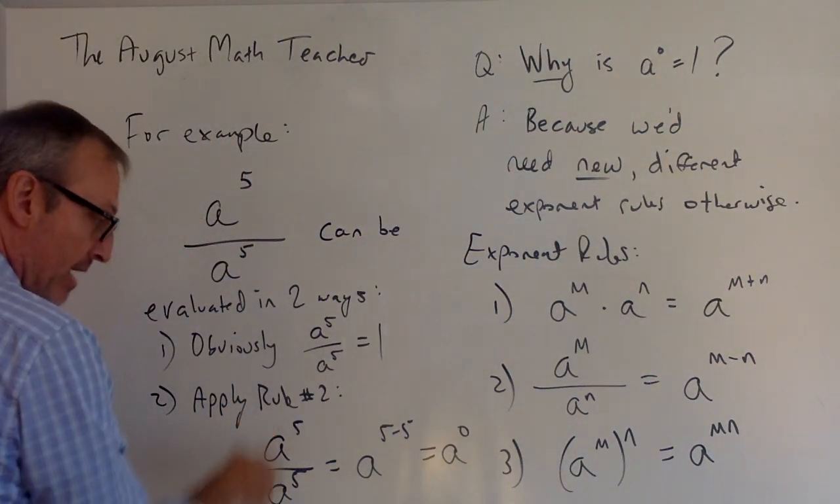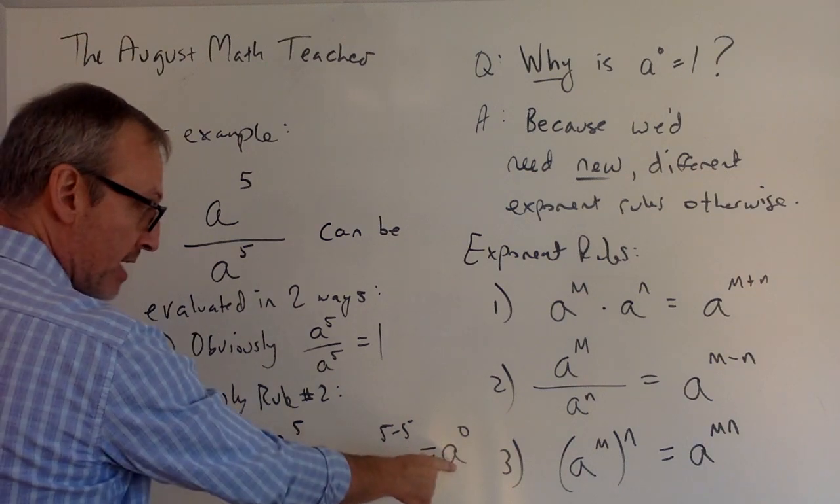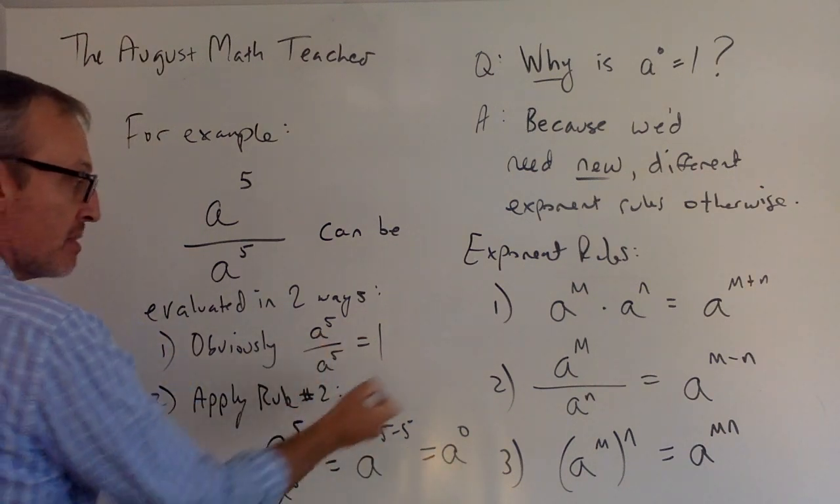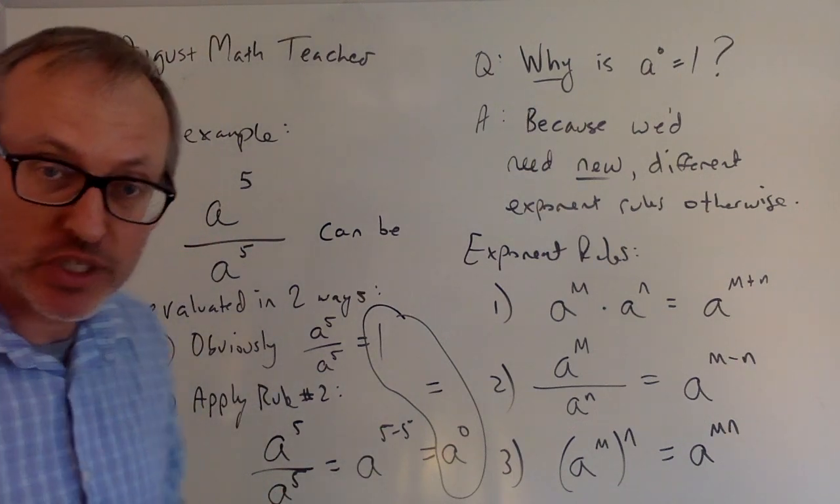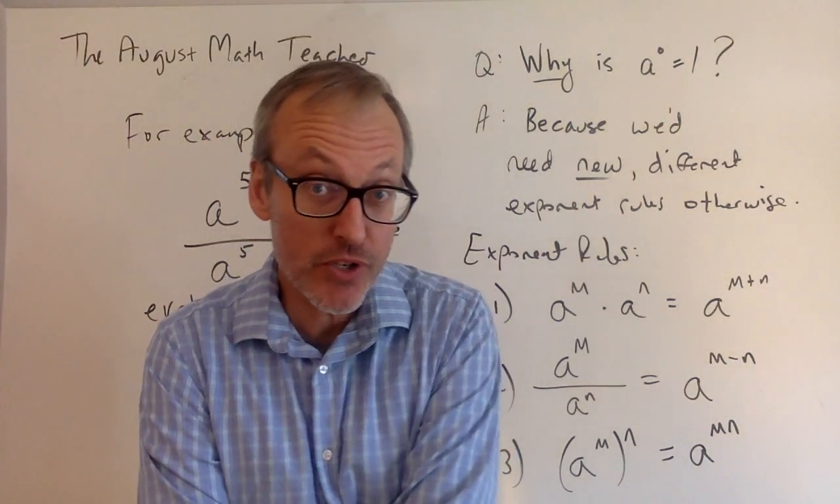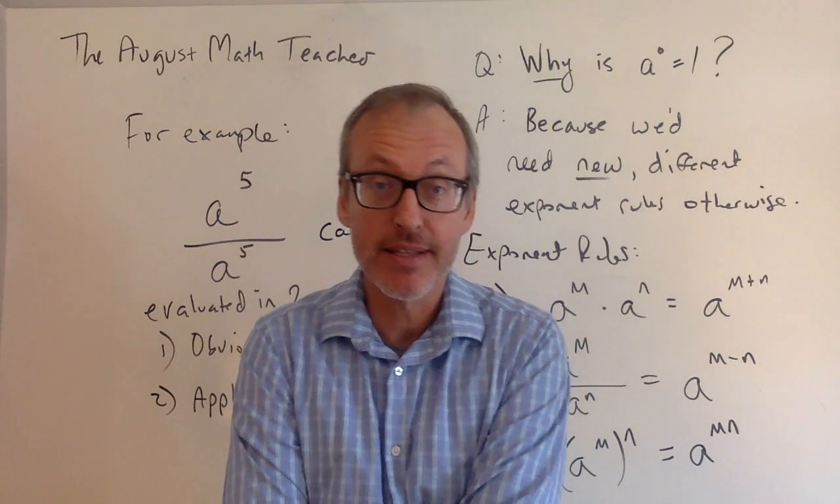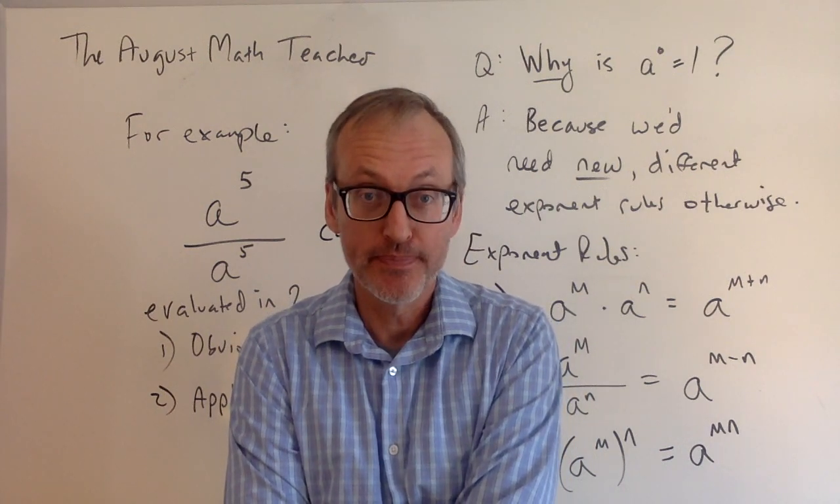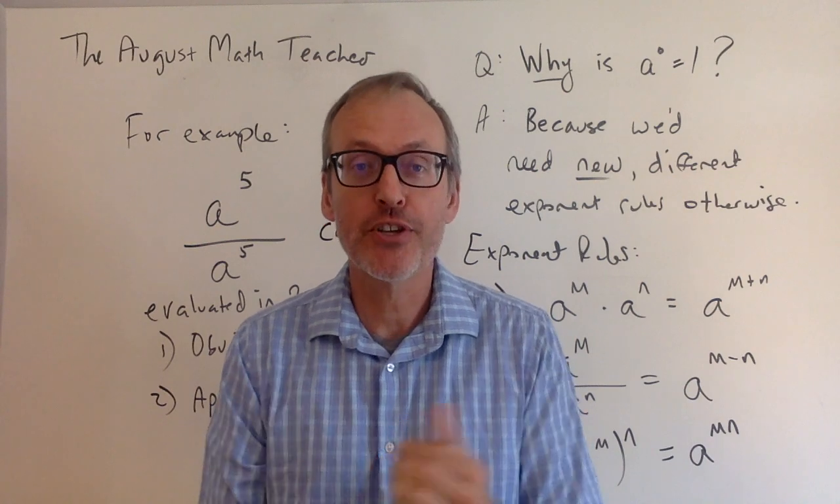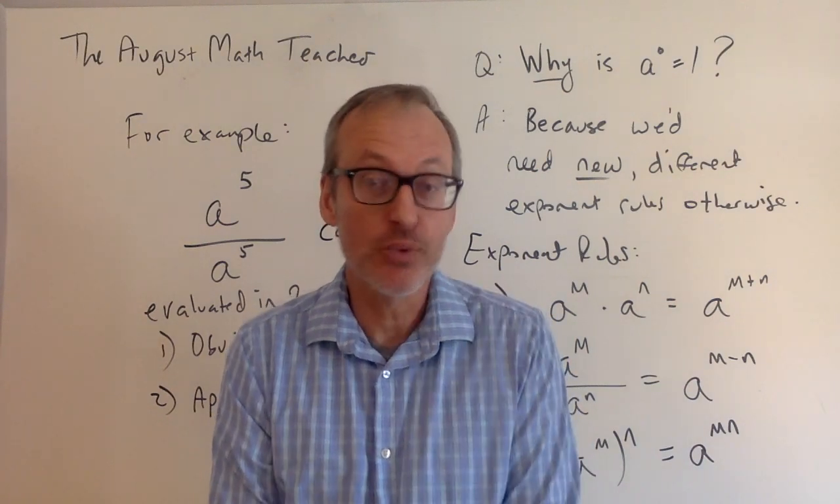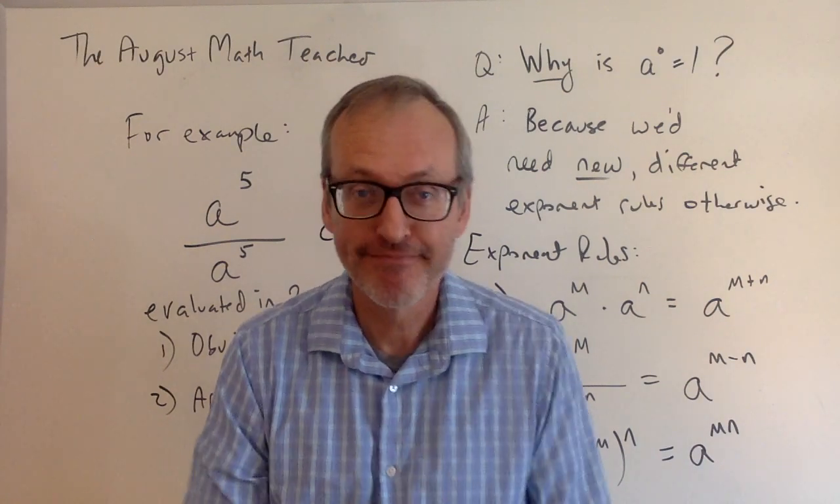We have here that a to the 5 over a to the 5 is supposed to be a to the 0, but it's also supposed to be 1. And so these two things must be equal to each other. That's the answer to the question of why is a to the 0 equal to 1. You should memorize it. You don't have to think through these things, but that should give you some reassurance that this rule actually makes sense.